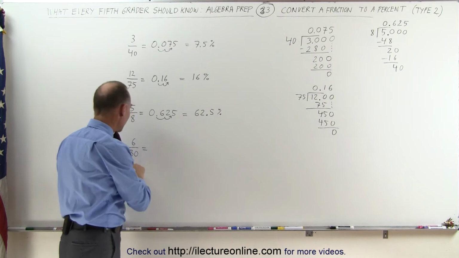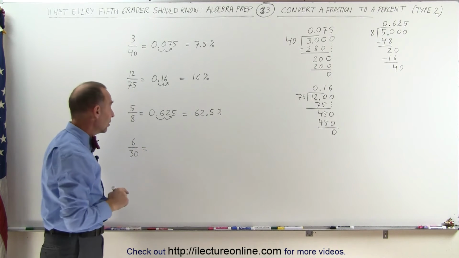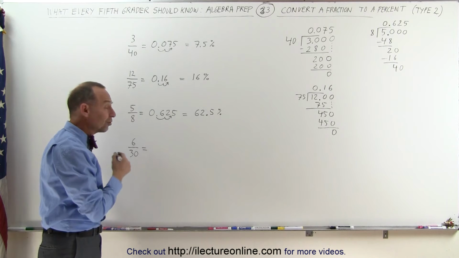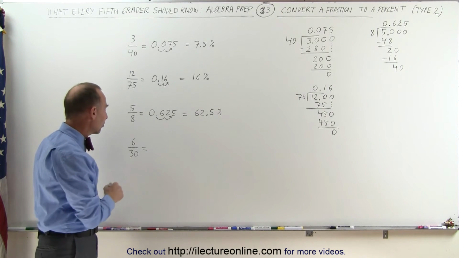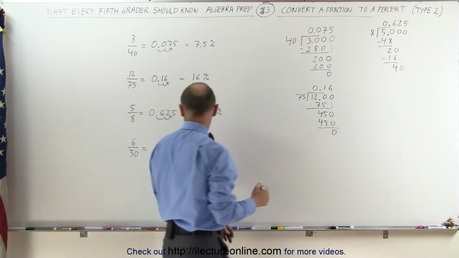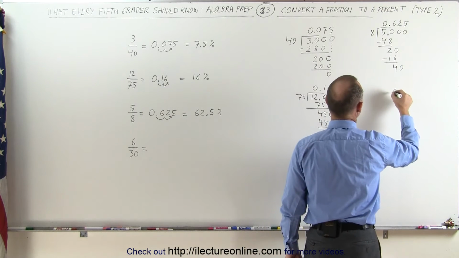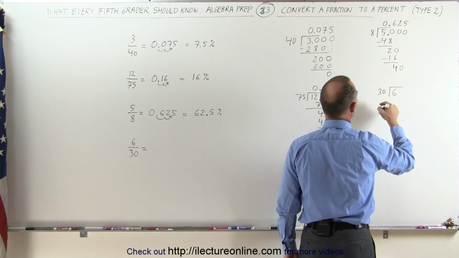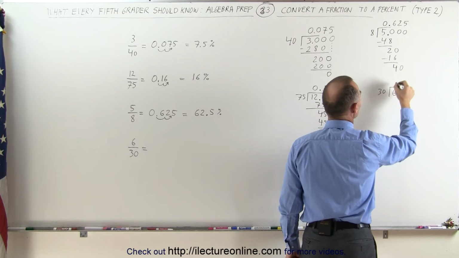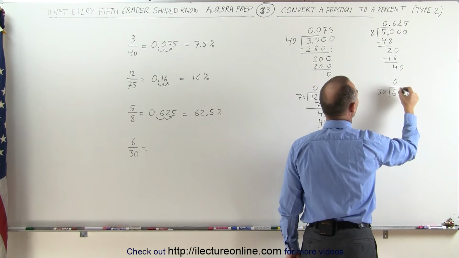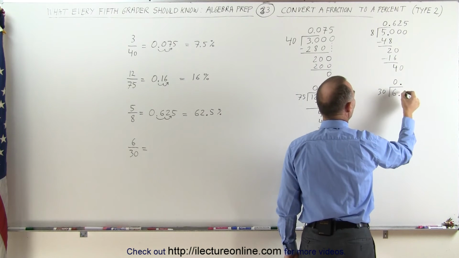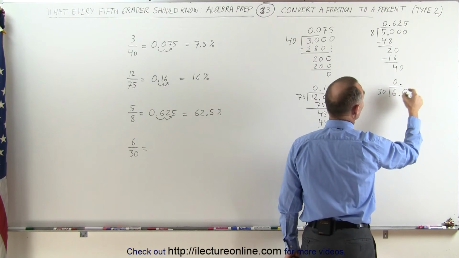62.5%. And finally, we have something a little different here. 6 divided by 30, or 6/30ths, what is that in a percent? The technique is the same. We take the numerator, 6, and divide it by the denominator, 30. 30 goes into 6 0 times. Decimal place there, decimal place there. Then we add a 0. 30 goes into 60 2 times.